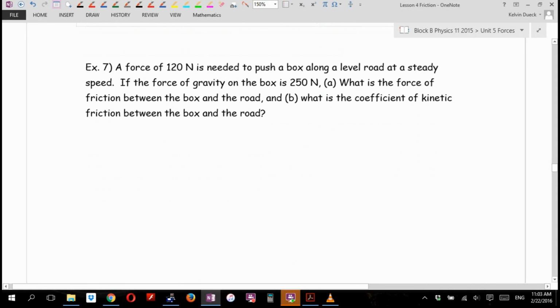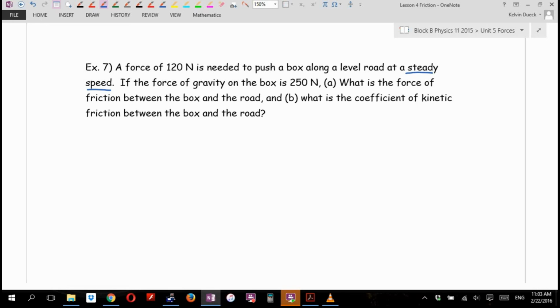Example 7, I like example 7. Example 7 is nice friction. It says this: a force of 120 newtons is needed to push a box along a level road at a steady speed. You know what? I think I'm going to underline the words steady speed. If the force of gravity on the box is 250 newtons, A, what's the force of friction between the box and the road? And B, what's the coefficient of kinetic friction between the box and the road?